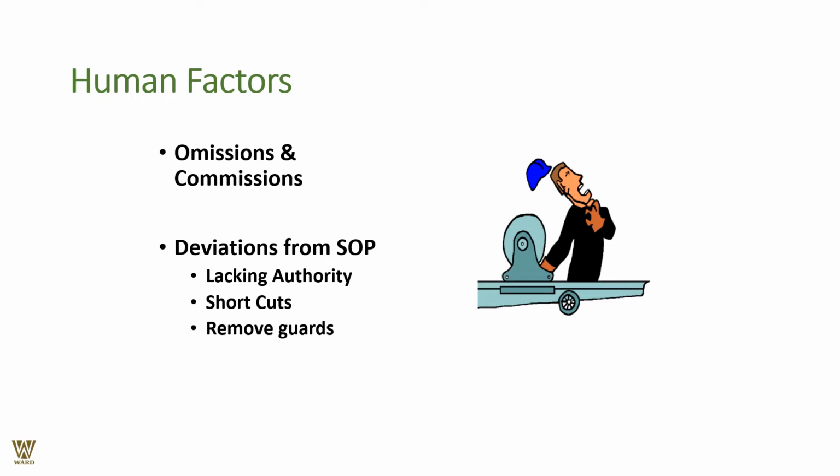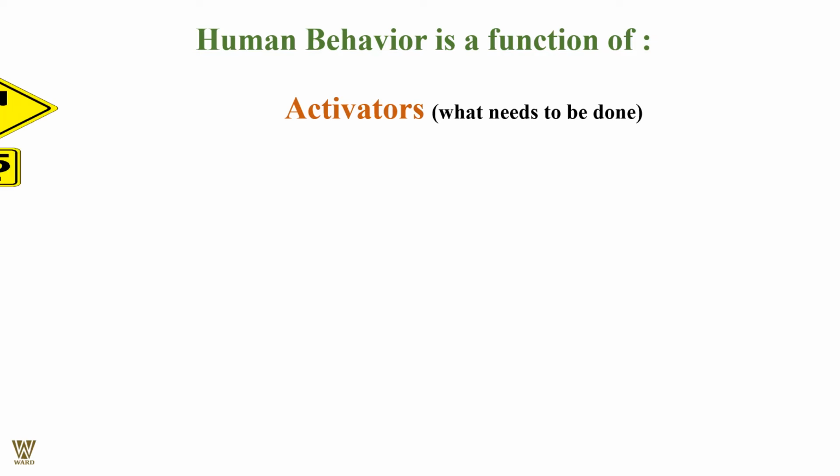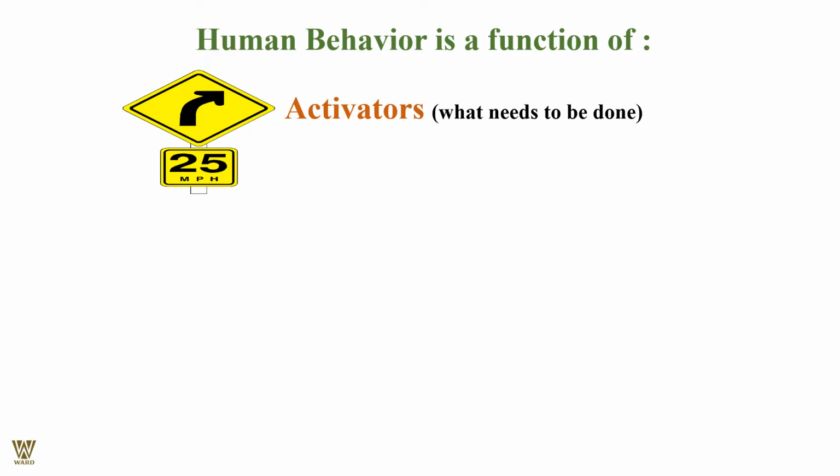We're talking about lack of authority, shortcuts, removed guards. At times, because of the lack of time, or because it is going to extend a lot of procedures in between, people try to take shortcuts or remove guards to accomplish their task, only making it more critical for an accident to happen. So let us understand the ABC of human behavior. One, what is to be done as and when on a need basis.